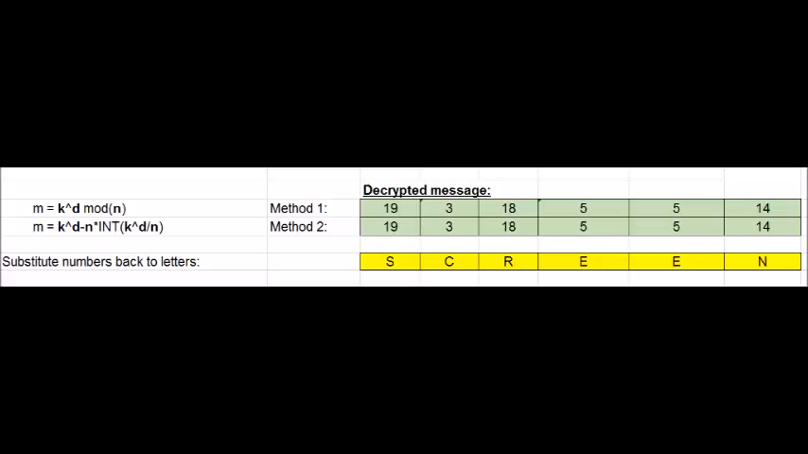So there are some important things that need to be remembered. Even though there are multiple values of D that can satisfy the equation, D has to have a remainder of 1. So it's D times the exponent modular division phi of n. It has to be an integer, or else it's not going to work.